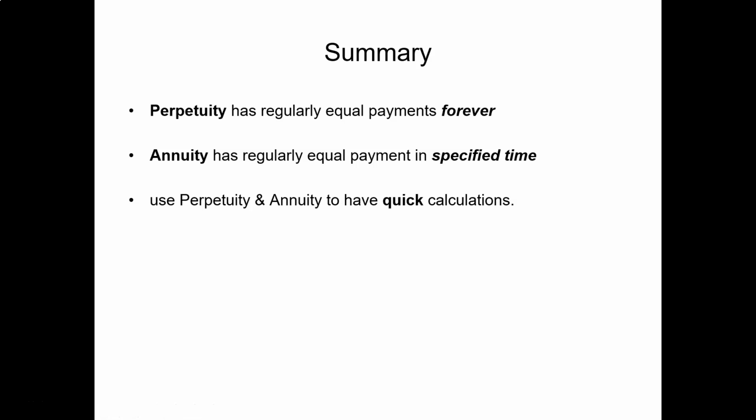Okay, now I want to give a brief summary for the second video. In this video, I talked about perpetuity. Perpetuity will give you equal payments regularly forever. I also talked about annuity. Annuity will give you equal payments regularly in a specified time interval. We can always use perpetuity and annuity to have quick calculations for different structures of cash flows. Also, I will introduce the online financial calculator and exercises with Excel spreadsheets to do these calculations of cash flows with the help of these instruments. Thanks.